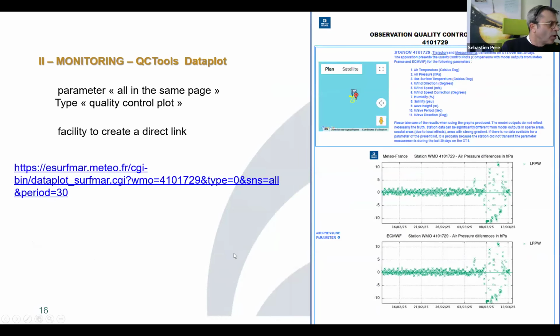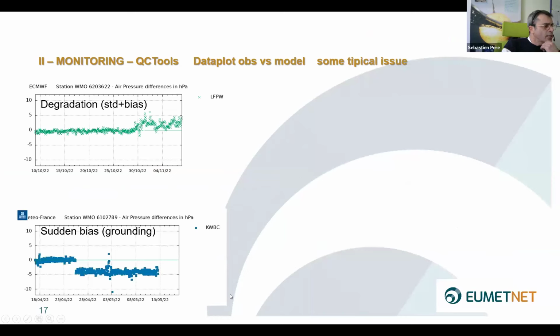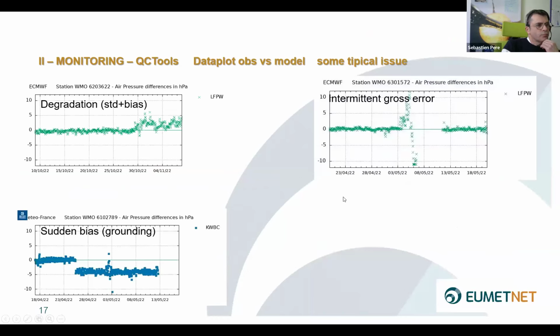This is an example of data plot for this buoy going bad, and facility to create a direct link on this buoy. Different kind of errors you can find here: degradation of your barometer with standard bias issue. Here, sudden bias after grounding. On this one, intermittent gross error.